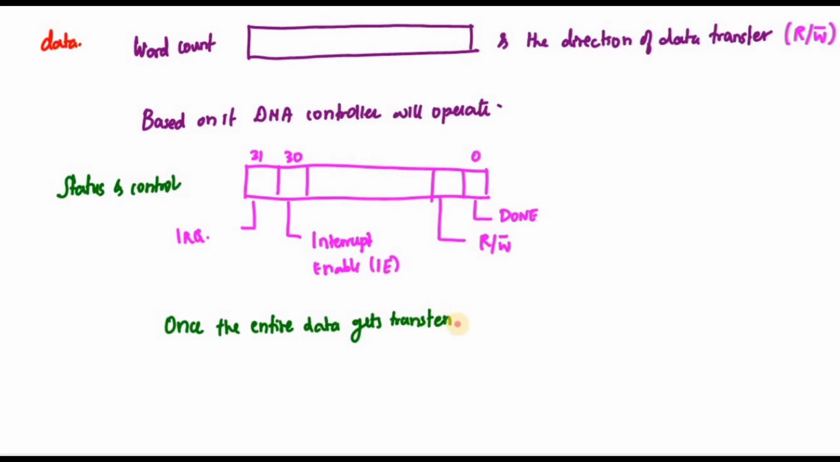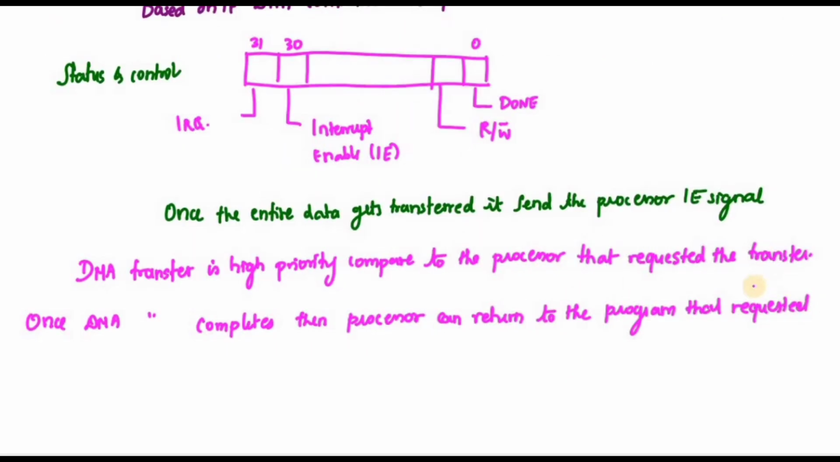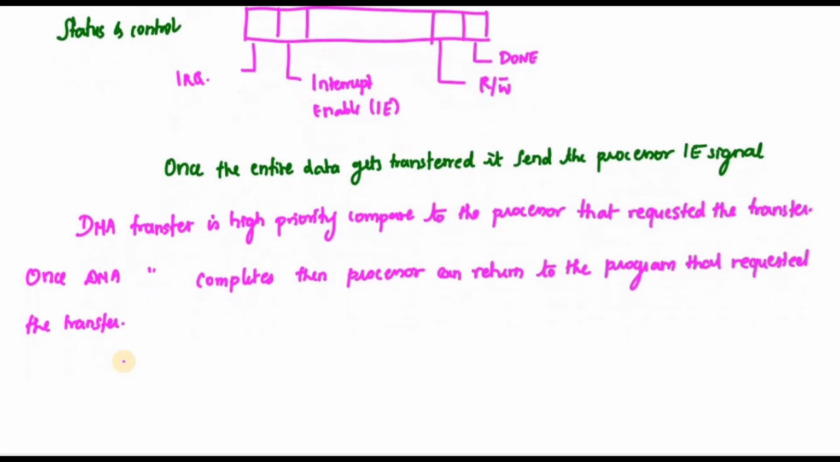You have one more register, which is called the status and control register. It consists of 32 bits, 0 to 31. Bit 0 is done, bit 1 is read/write, bit 30 is interrupt enable, and bit 31 is IRQ. Once the entire data gets transferred, the DMA controller will send the processor the IE signal. The IE signal gets set to 1.